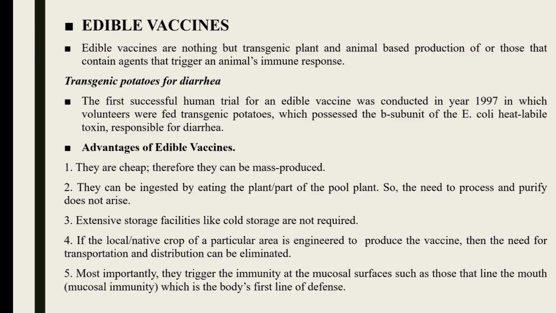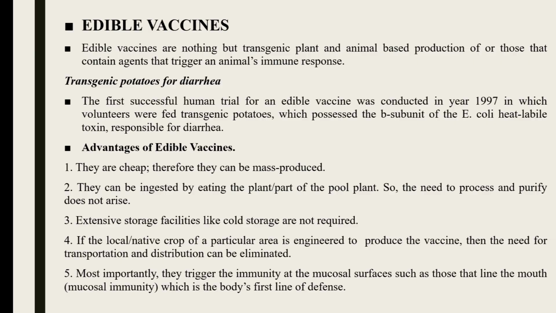Advantages of edible vaccines are: they are cheap, therefore they can be mass-produced. Any other commercial antigens need to be isolated and purified, but in this case, they can be ingested by eating the plant part of the transgenic plant. So, the need to process and purify does not arise.